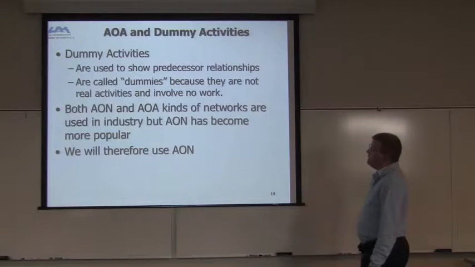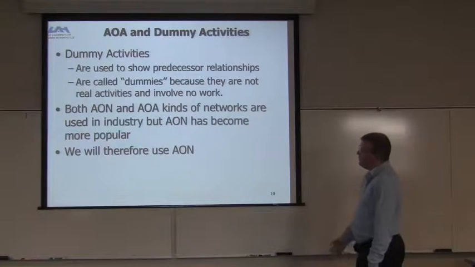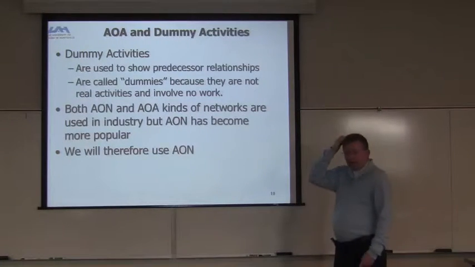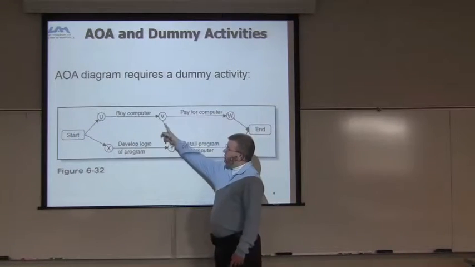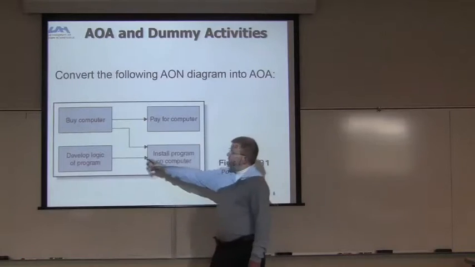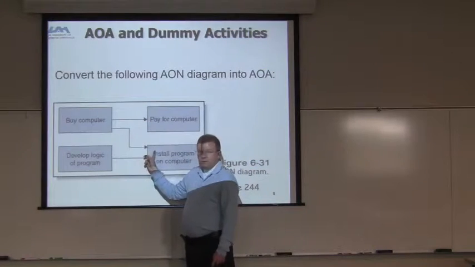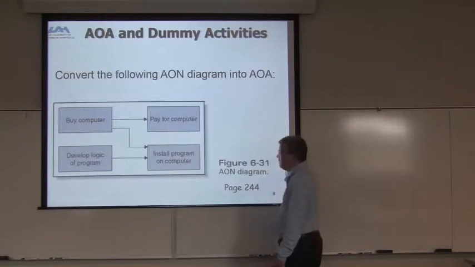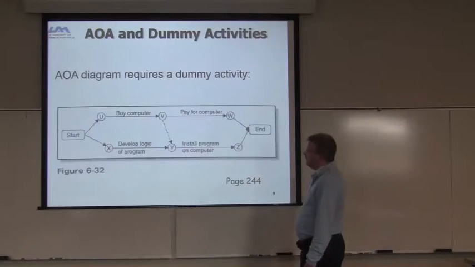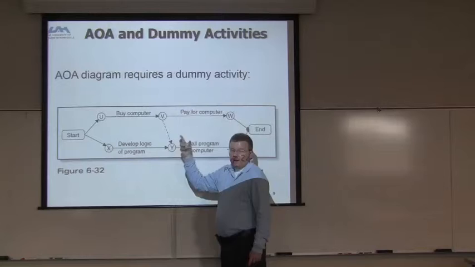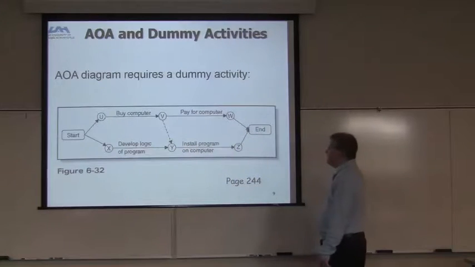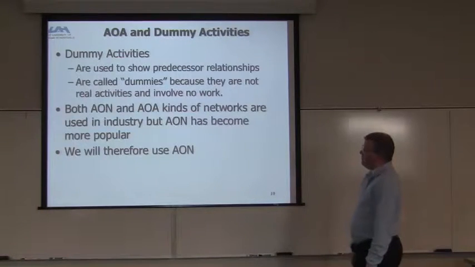The dummy activities are used to show predecessor relationships. They're called dummies because they are not real activities and involve no work. You can look back here at where the dummy is, because it's just an arrow from buy computer to install program on the computer. So you need this dummy to be able to get from there to there. It's just kind of a weird way to look at it.